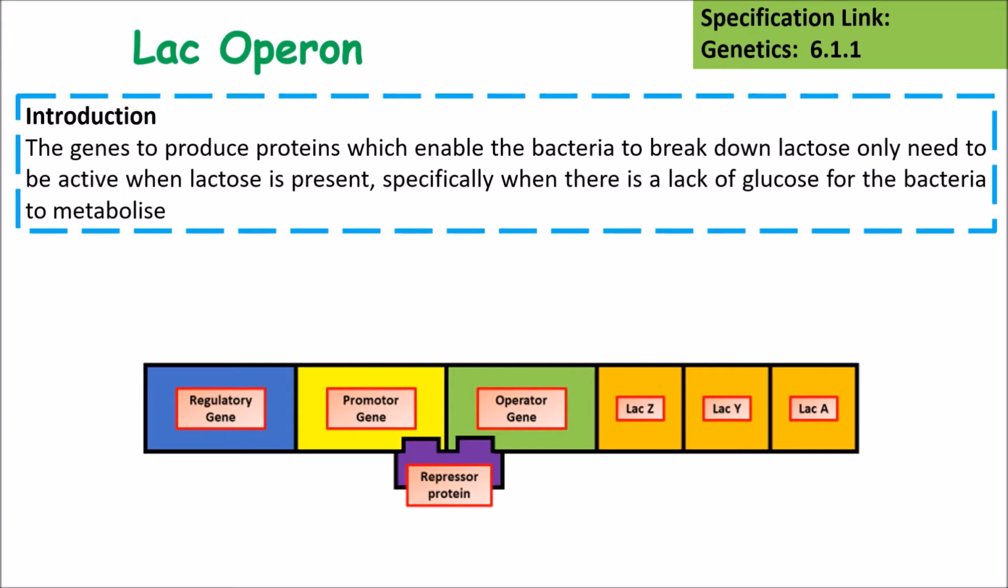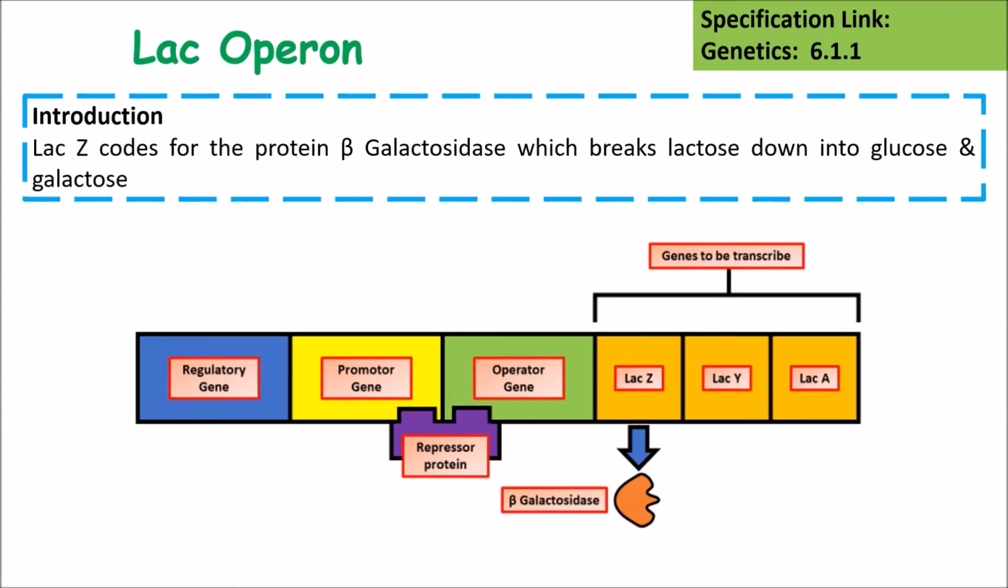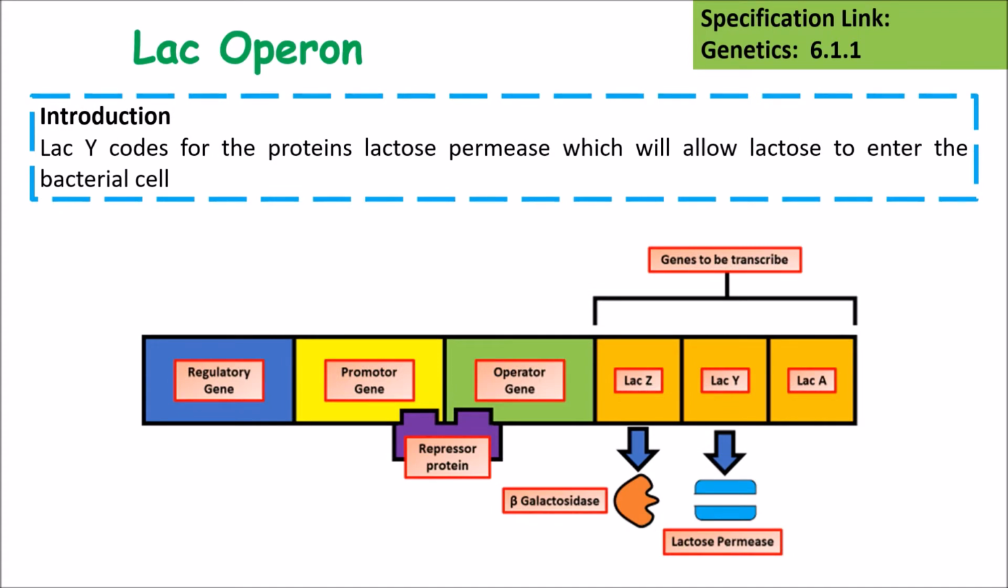The genes to produce proteins to enable the bacteria to break down lactose only need to be activated when lactose is present. Proteins coded by the genes Lac Z, Lac Y and Lac A are required for the bacteria to break down lactose. Lac Z codes for the protein beta-galactosidase, which breaks lactose down into glucose and galactose. Lac Y codes for the protein lactose permease, which allows lactose to enter the bacterial cell.